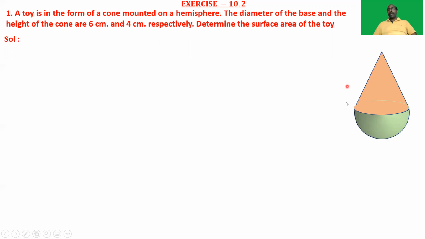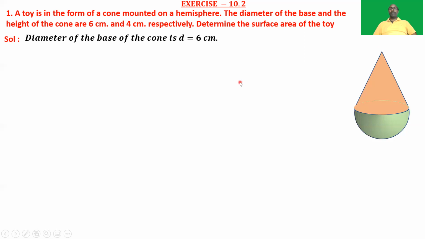Okay, so in this picture we are able to see the curved surface area of the cone and the curved surface area of the hemisphere. So the surface area of the given toy is equal to the sum of the curved surface areas of both cone and hemisphere. So here we have to find the curved surface area of the cone as well as the curved surface area of the hemisphere, and by adding them we get the surface area of the given toy. Okay, so let's start the problem.